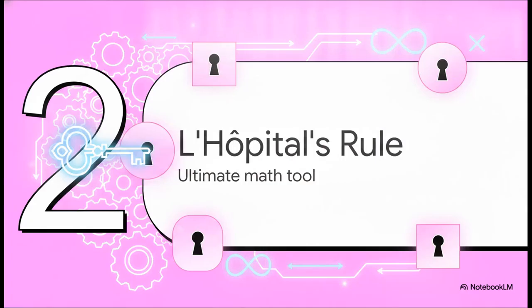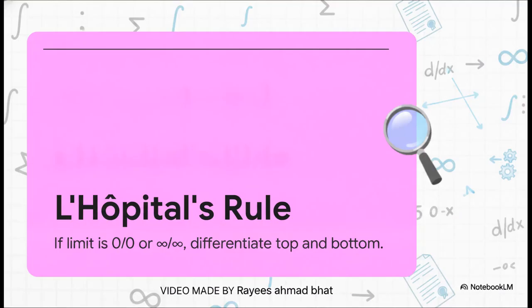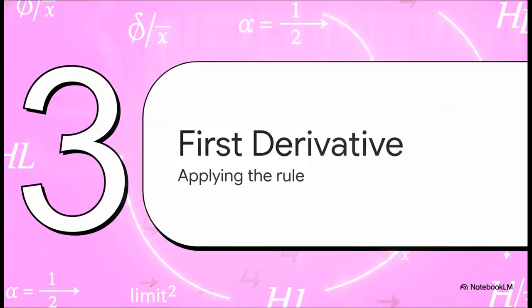Section 2. Unlocking L'Hopital's rule, the ultimate mathematical tool for indeterminate forms. Now, what's genuinely amazing is the sheer power of this rule. L'Hopital's rule basically says that if you take the limit of a fraction and it results in an indeterminate form, like 0 over 0 or infinity over infinity, you are allowed to take the derivative of the numerator and the derivative of the denominator completely separately and then try taking the limit again. It's literally like a special permission slip from the calculus gods. And because our problem gave us exactly 0 over 0, we meet the exact condition needed to use this incredibly powerful tool.